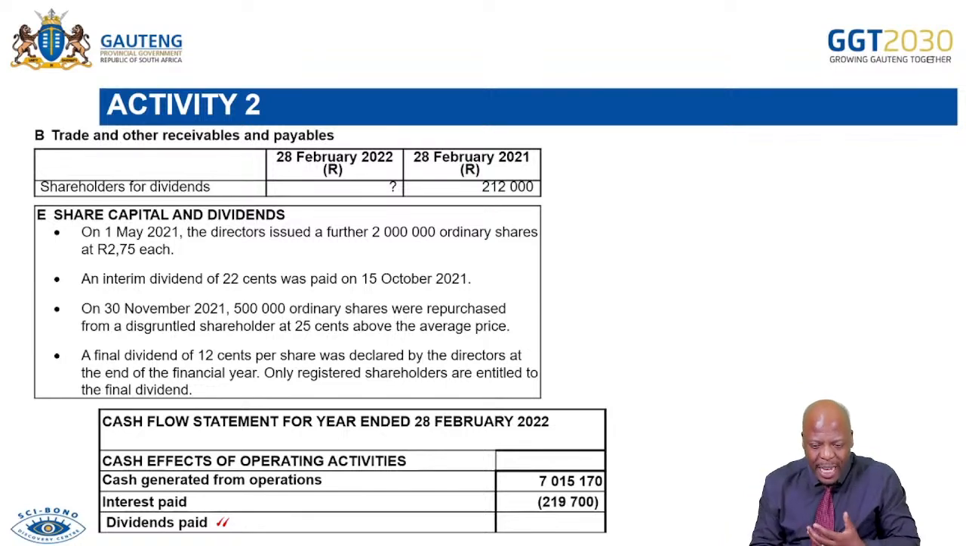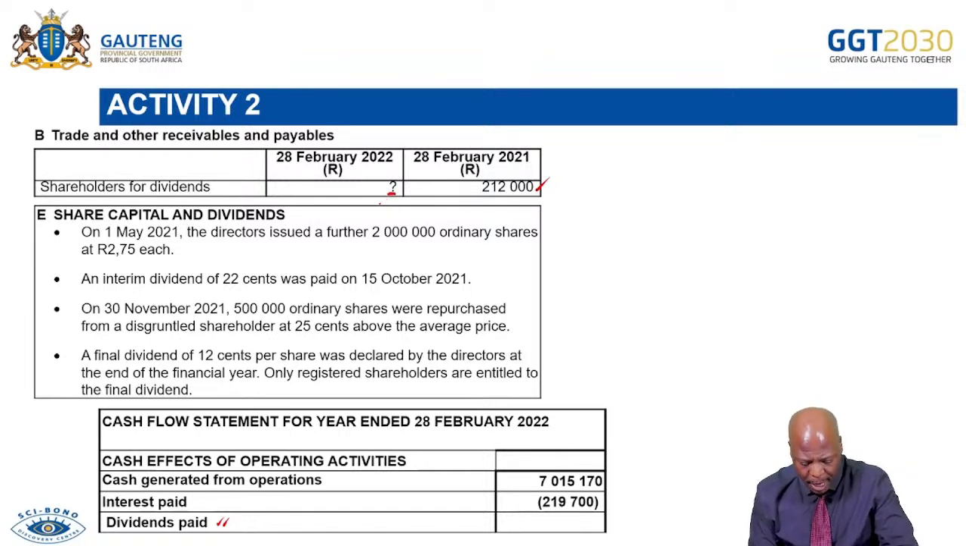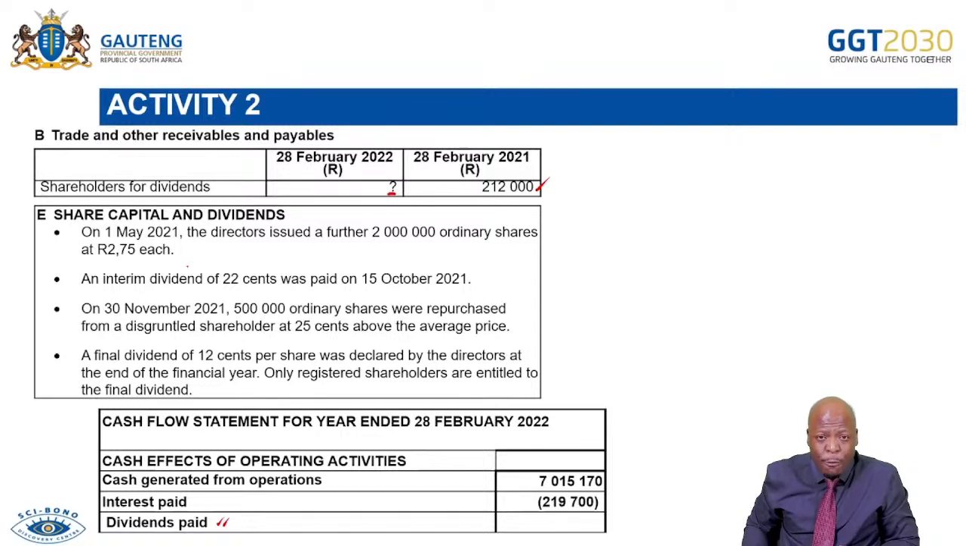Okay, so what we're given is 2021, 2022 shareholders for dividends. Remember, this is your final dividends. All right, shareholders for dividends. So we have the previous year's final dividends, and for this year, we are not given that amount. We are then given the share capital and dividends. So they're saying on 1 May, the directors issued a further. So there is an aspect of shares being issued here.